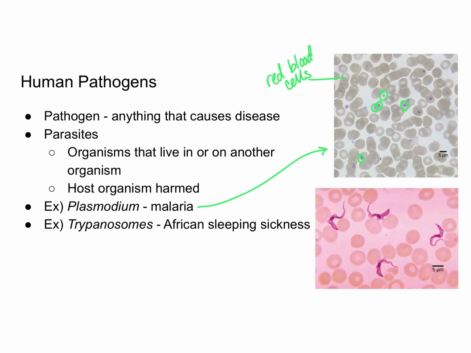Other pathogenic protists are known as trypanosomes, and they can cause African sleeping sickness, which can also be very serious, where essentially the body just starts to shut down. You can see that in this picture here. These darker purple things are the protists, and then these are the red blood cells.